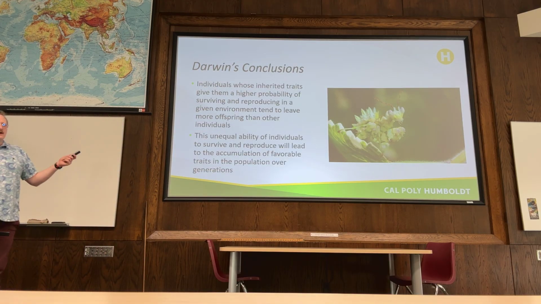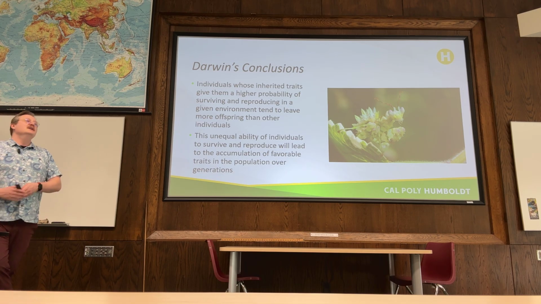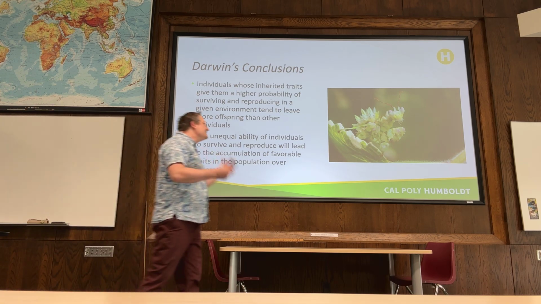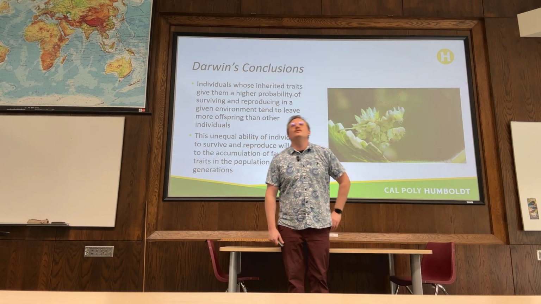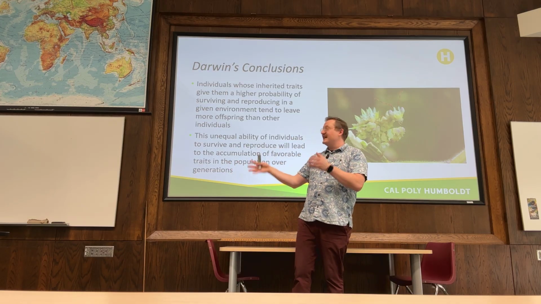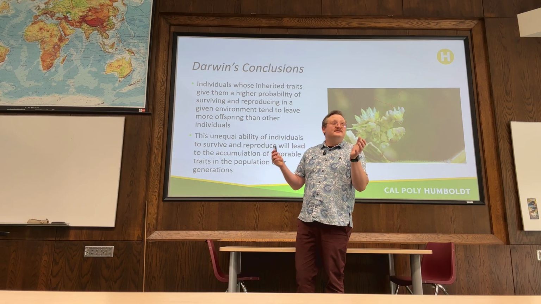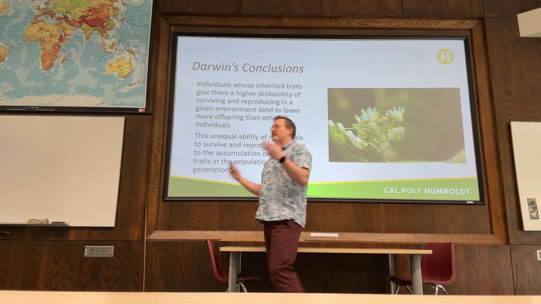So here were Darwin's main conclusions. Individuals that have traits that give them a higher probability of survival are going to leave more offspring, and therefore the genes encoding those traits are going to increase in frequency in the population over time. Favorable traits in the population accrue over generations. Solid stuff. So this explained, hey, why do individuals seem so well suited to their environments? It's because from generation to generation, nature has selected certain phenotypes. Nature has selected certain genotypes, all right? And those alleles, those forms of the genes, become more prevalent in the population.